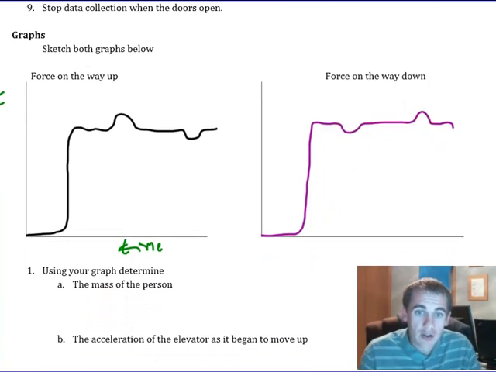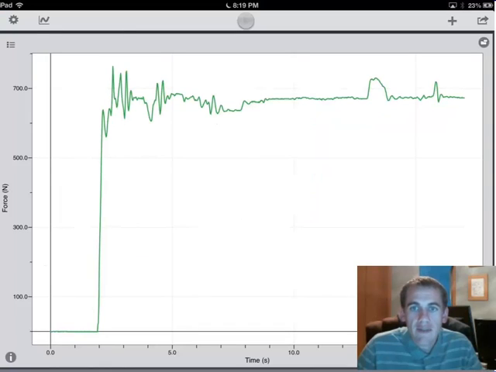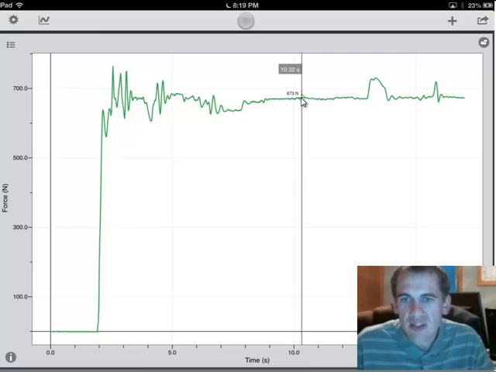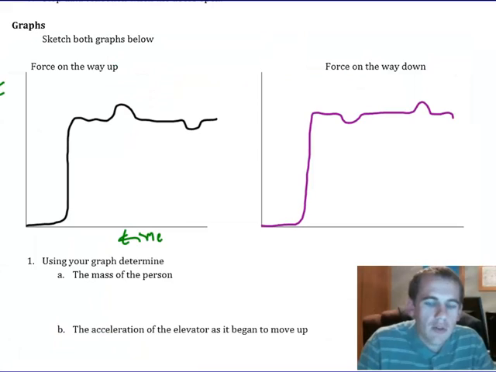Okay, it says using your graph we're supposed to determine the mass of the person. To do that, we're going to need to pull some information off the data you collected. So if we go back to that graph, in this area right here we have a fairly constant force, and so that's where I'm going to click anywhere in that, and it says that's about 673 newtons, okay, which means I can figure out the person's mass.